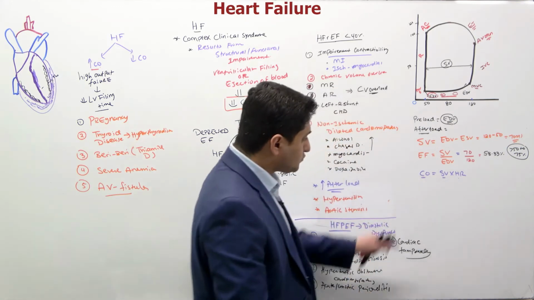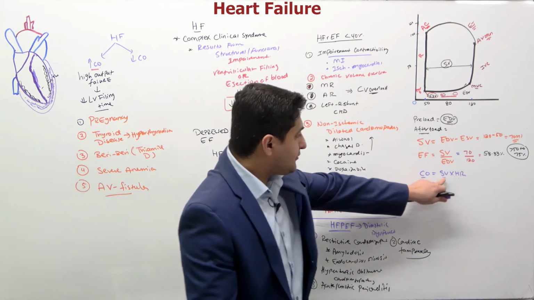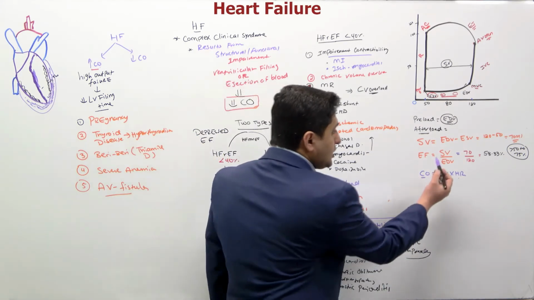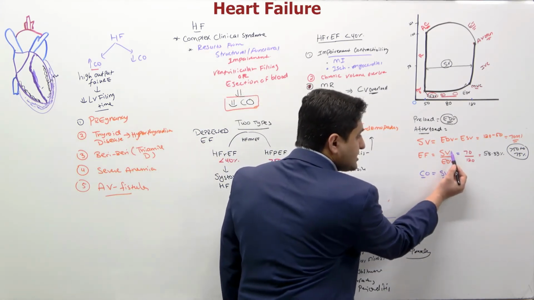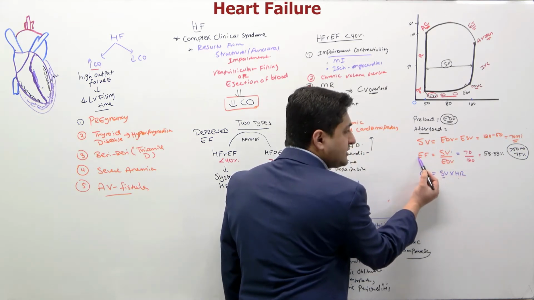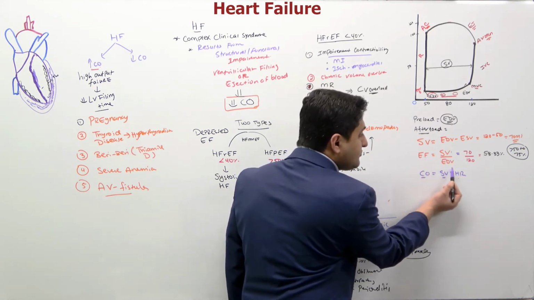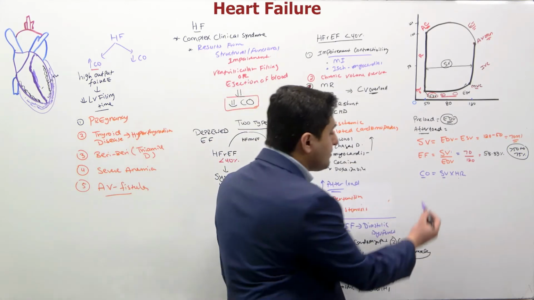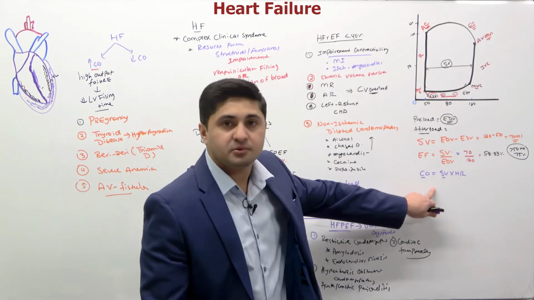So think about it. If you increase your stroke volume, you increase your cardiac output. That's how it works, right? Likewise, if you increase your stroke volume, you increase your ejection fraction. Your ejection fraction is inversely proportional to end-diastolic volume. So you have to remember this correlation. It's a very, very important concept, all right?